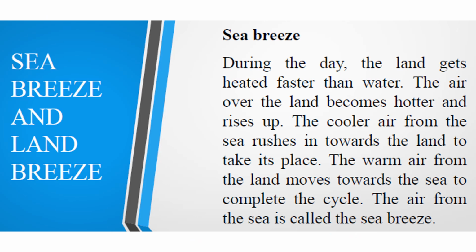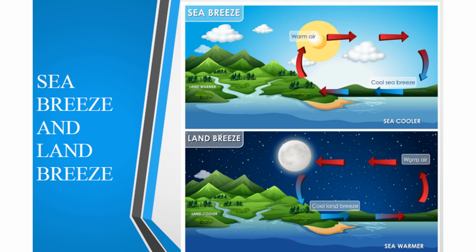Okay, sea breeze. During the day, the land gets heated faster than water. So the air over the land becomes hotter and rises up, and cooler air from the sea rushes in towards the land to take its place. So the warm air from the land moves toward the sea to complete the cycle. So the air from the sea is called the sea breeze. Ito po yung itsura o diagram ng sea breeze.